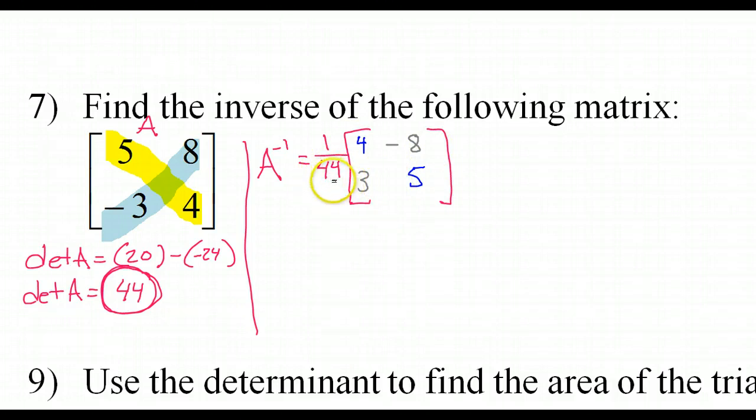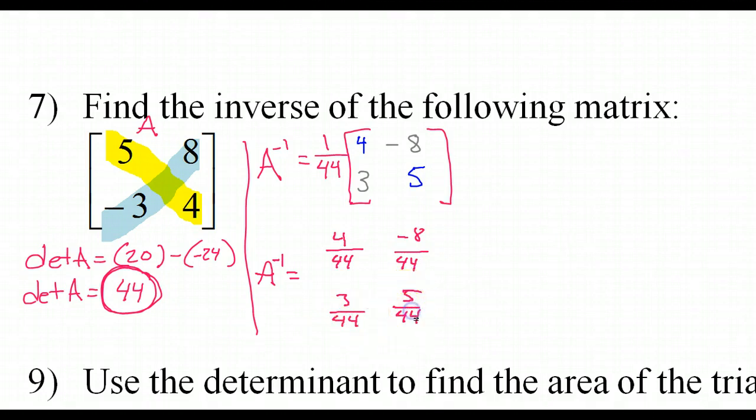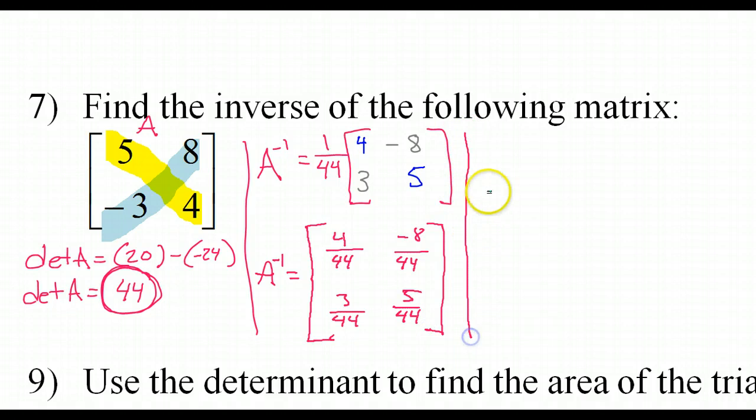Now, like I said, with this 44, that means I need to divide everything by 44. So just for a minute, I'm going to have this for A inverse: 4 divided by 44, and negative 8 over 44, and 3 over 44, and 5 over 44. Now this is the inverse, but we need to reduce these fractions for the final answer.